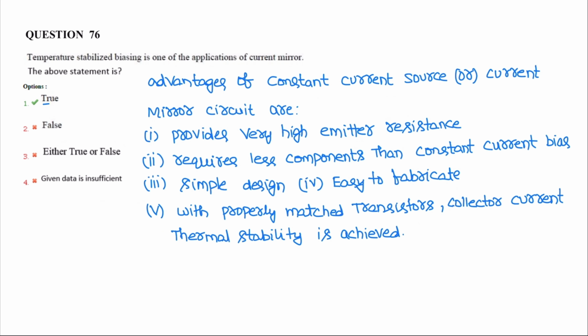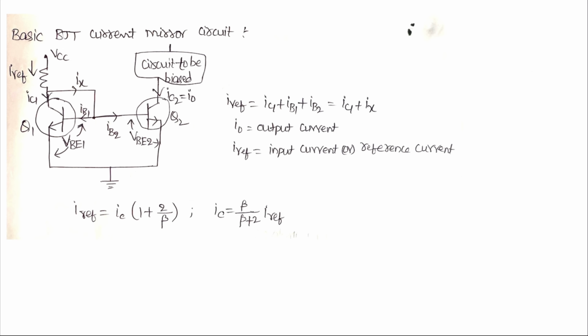Question number 76. The temperature stabilized biasing is one of the applications of current mirror. Let us see the current mirror circuit, the basic BJT current mirror circuit.